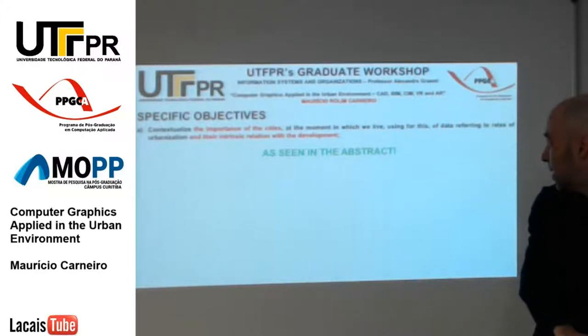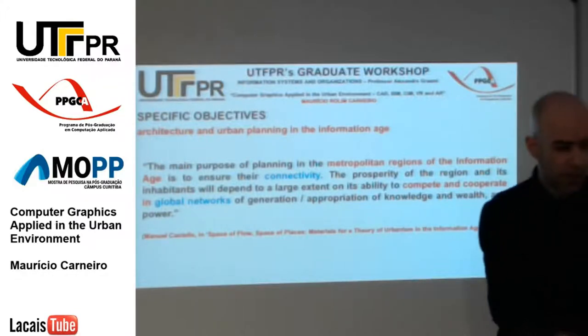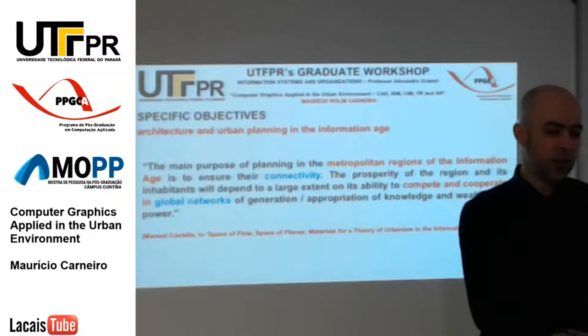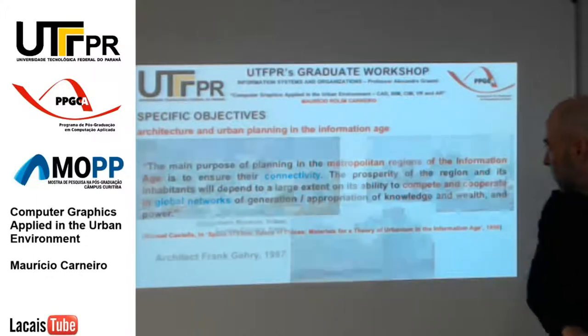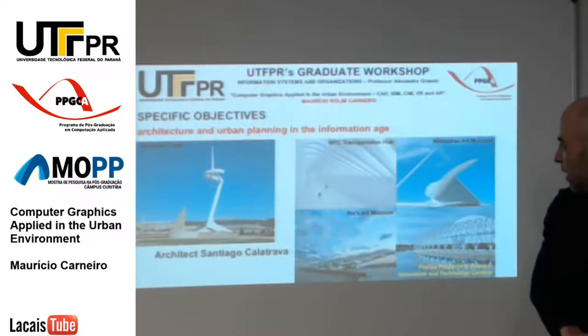The importance of the city, we already saw in the abstract. Architecture and urban planning in the information age. According to Castells, connectivity is the key word for metropolitan regions in the information age, in order to ensure competitiveness in global networks. And he gives some examples like Bilbao, with its Guggenheim Museum, made by Frank Gehry. He's the architect, the author. Other examples like Barcelona and Santiago Calatrava's architecture.